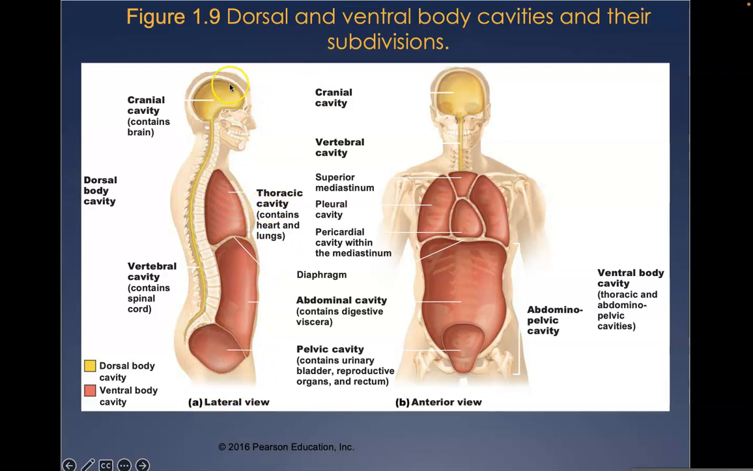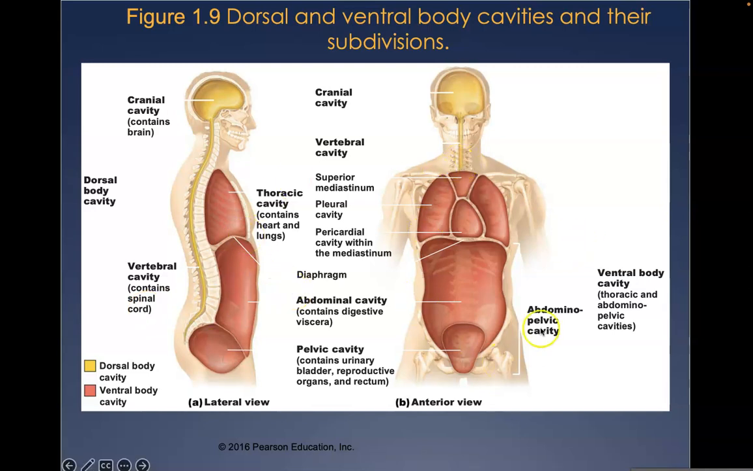Okay, so we break up the dorsal body cavities into the cranial cavity, which makes sense, right? It's the cranial region. It includes the brain. So that's the cranial cavity, which includes the brain. And then, of course, here is the vertebral cavity, also called the spinal cavity sometimes, and that's because it includes the spinal cord. So those are the two dorsal cavities. That's it. Cranial cavity and vertebral cavity.